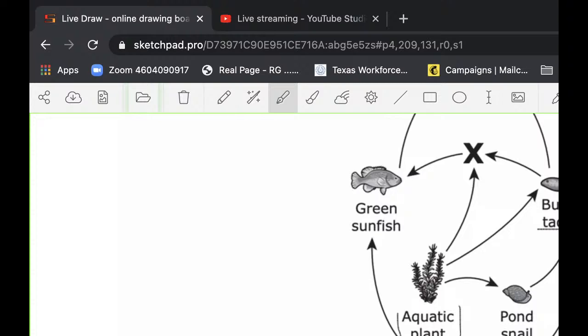And remember, the organism X is an omnivore because it eats both plants and animals. So that's why it's correct. If you have any questions, please leave them in the chat below.